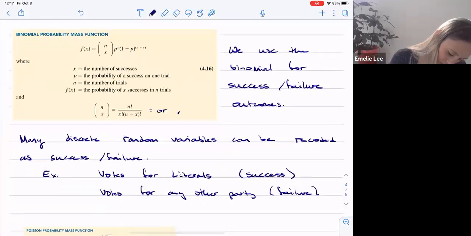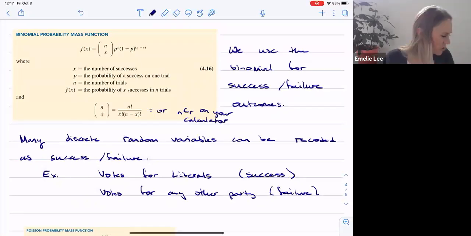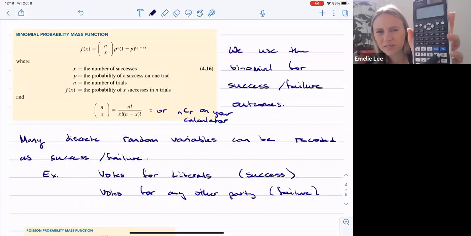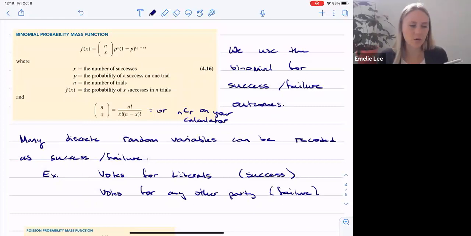So here, or nCr on your calculator, usually there's some sort of nCr button. On this one, it's above the division symbol. How I would do something like 10 choose 4, I would punch in 10 and then hit that nCr button. It shows up with a C and then 4. There's 210 ways that I could have 4 successes in 10 trials.